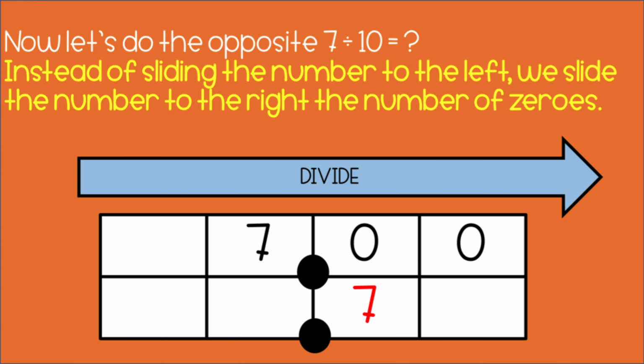In 7 divided by 10, notice I put 7. It's a whole number and it has an imaginary decimal next to it. Remember, my decimal does not move. I'm going to slide it to the right 1 space because 10 has 1 zero. So my answer here is 7/10.